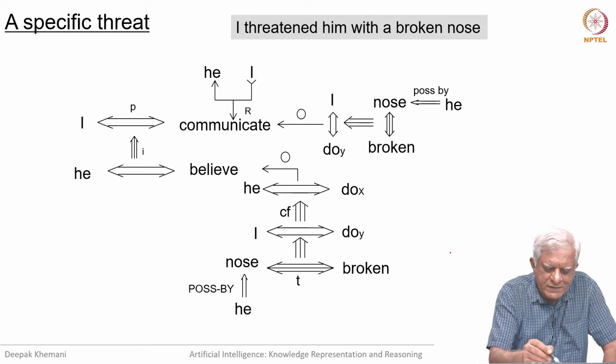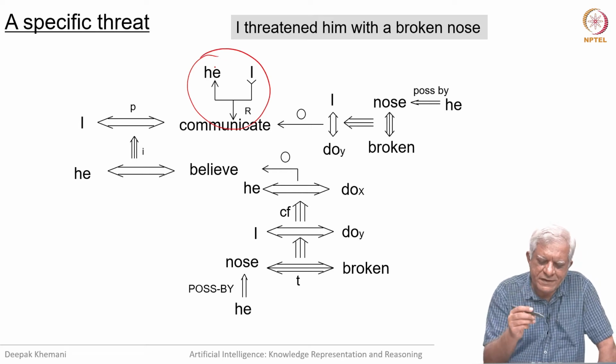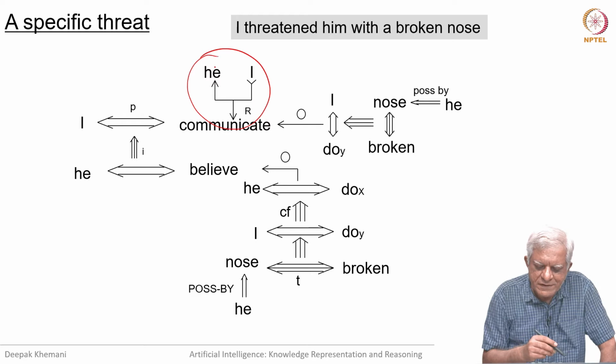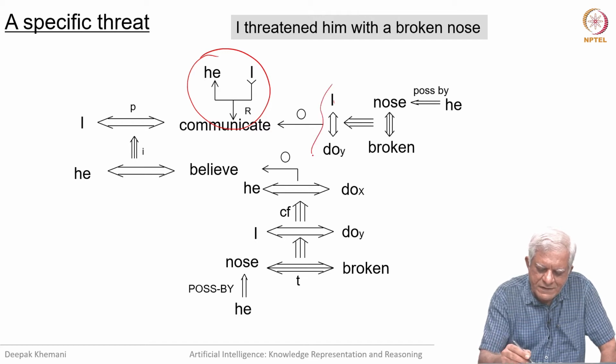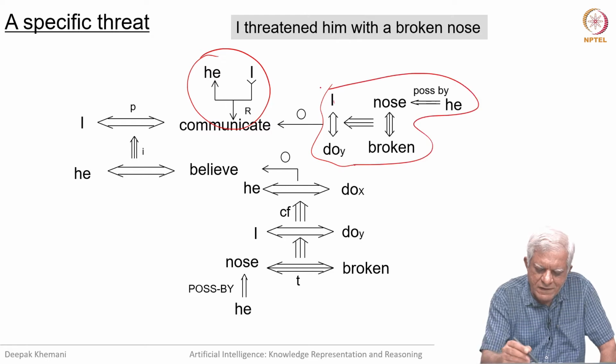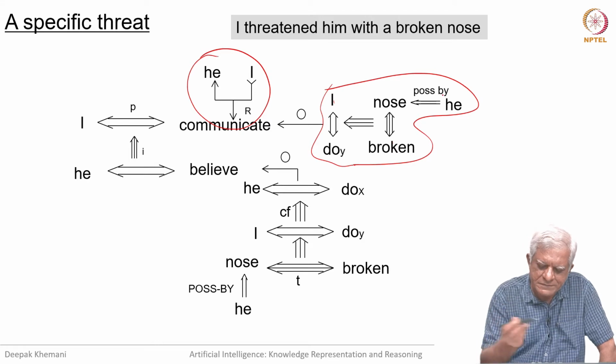I communicated from, the recipient is he and I am the communicator. The object of my communication, which is the conceptualization, is this whole thing, that I will do something, as a result of which the nose would be in a state of being broken and the nose would be possessed by him.